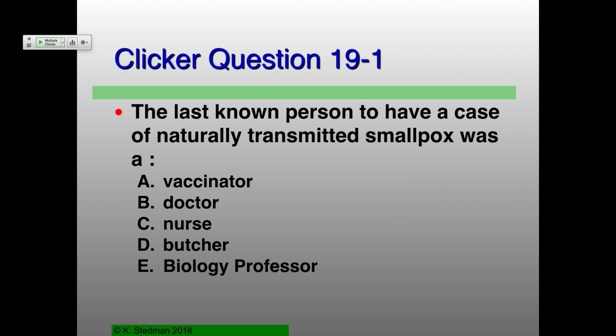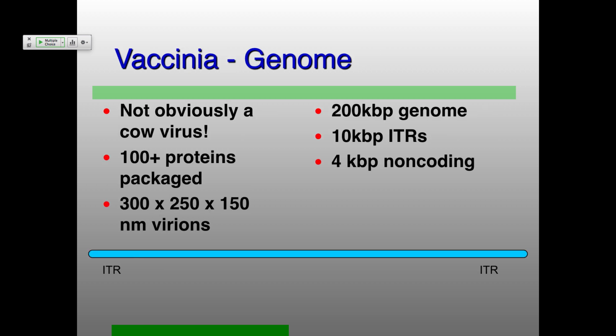So let's talk a little bit about the molecular virology now. The Vaccinia genome, first just in sequence, as I mentioned before, it's not obviously a cow virus. Cowpox has been isolated and completely sequenced, and Vaccinia doesn't really look like it. It looks as much like smallpox as it does like cowpox. So exactly where it came from is not entirely clear.